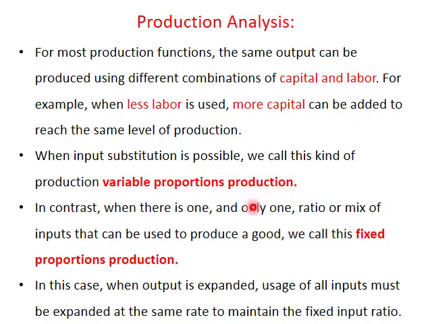On the other hand, when there is one and only one ratio or mix of the input that can be used to produce a good, we call this fixed proportion. In this case, we cannot change the proportions. Unlike the variable proportions, we cannot vary the input combination in the fixed proportions.